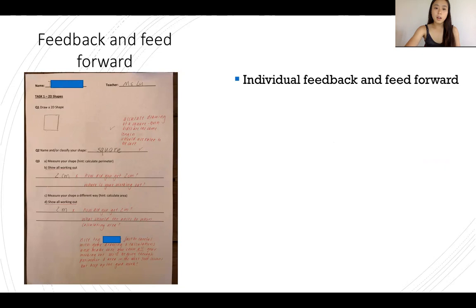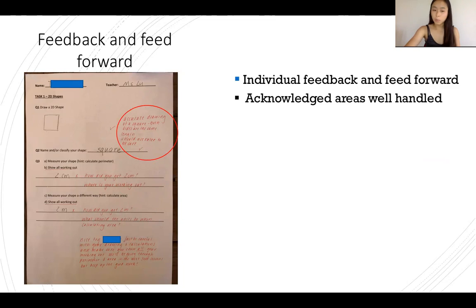This is an example of one of the students' diagnostics where I have provided his individual feedback and feed forward. As you can see, I have acknowledged what he had done well, that was being able to draw a 2D shape and to match it with the correct name of it. I have provided suggestions to improve. As you can see, it looks like he has pre-drawn his shape. Not a lot, but there were some students who drew rectangles with different side lengths but named it as a square. So in order to make sure that he doesn't make this mistake, as other students have, I've suggested for him to use a ruler for next time as my feed forward. I've also provided other suggestions or advice.